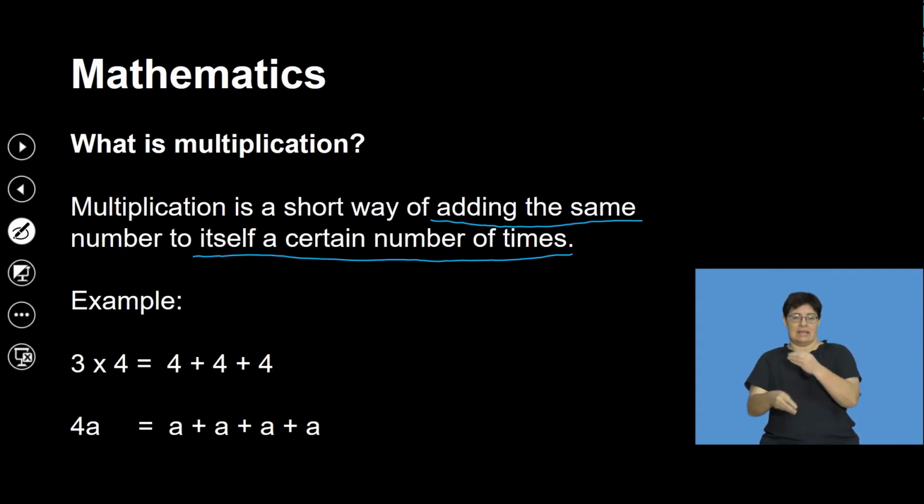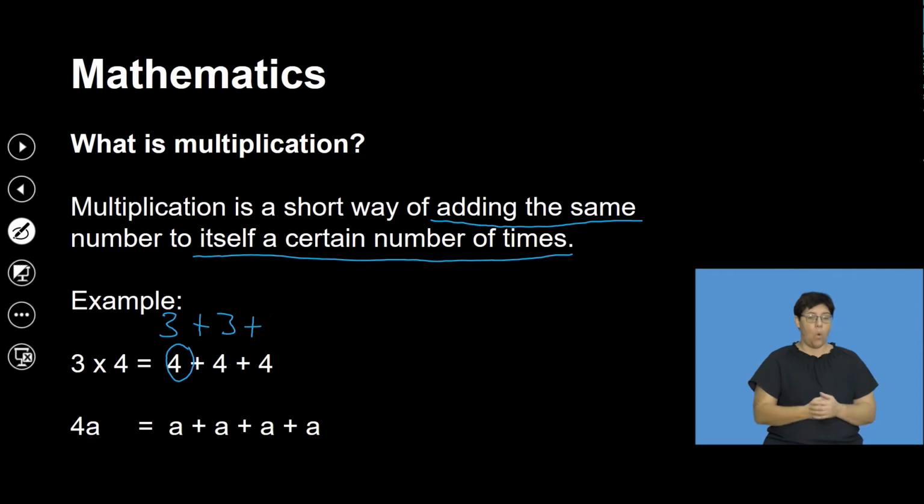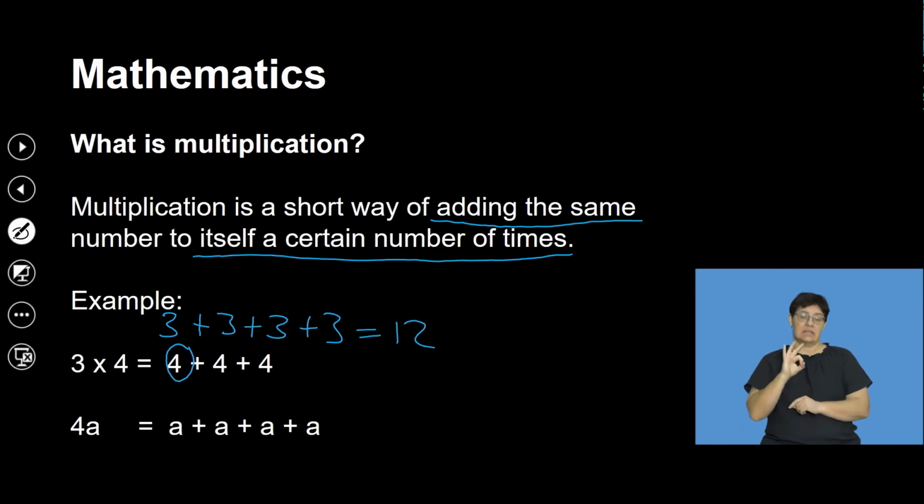So for example, if I say to you 3 multiplied by 4, what that means is I am adding 4 to itself 3 times. Or I am adding 3 to itself 4 times. If you want to take it in that direction, it will still give you the same answer. So 3 plus 3 is 6, plus 3 is 9, plus 3 will be 12. Similarly with 4: 4 plus 4 is 8, plus another 4 will give me 12, right?